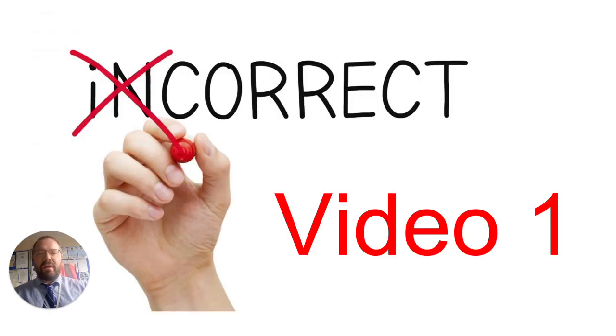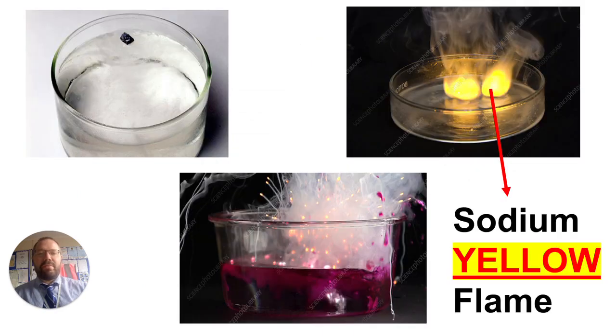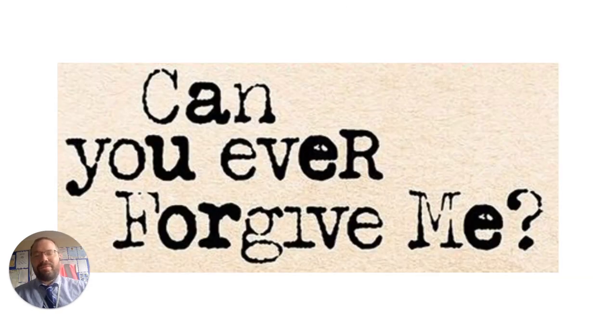I just made one mistake in video 1 I want to correct quickly. When we were talking about the reactivity series of metals, I said sodium burns with an orange flame. I meant to say yellow. We all know sodium burns with a yellow flame. I hope you can forgive me.